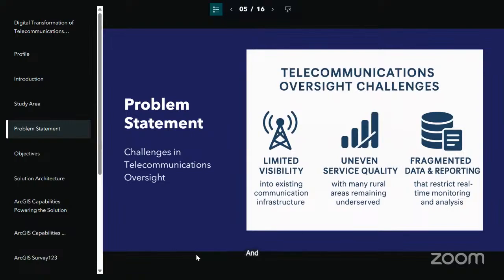And additionally, the reporting of the services provided is fragmented. The data collection and reporting processes are not done in a proper way, which limits real-time monitoring and informed decision making. These challenges thus highlight the need for a more integrated geospatial approach, and this is where ArcGIS can play a critical role in improving how telecommunication networks are monitored, analyzed, and managed.